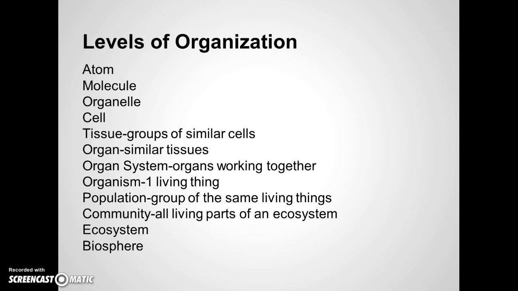A group of the same living things is called a population. So, for example, if we're looking at a forest, there is a population of squirrels. There is a population of deer. There is a population of raccoons. There's a population of hawks. So population is going to be the same type of organism living together in the same area. Community, if you're looking at a forest community, it's going to be everything alive in that community. Okay? Community is everything alive in that ecosystem.